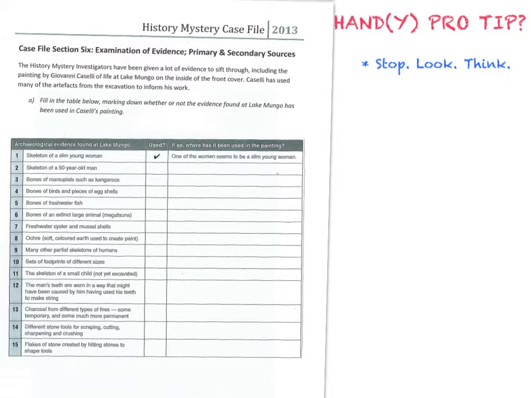There's only one of them for case file section 6, and that's stop, look, and think. Read the description of the archaeological evidence found at Lake Mungo really carefully. Then, look even more carefully at Coselli's painting. If it was used, explain how it's been used in a simple sentence in Coselli's work. That's all there is to it. Easy, eh? Definitely a smiley face moment.